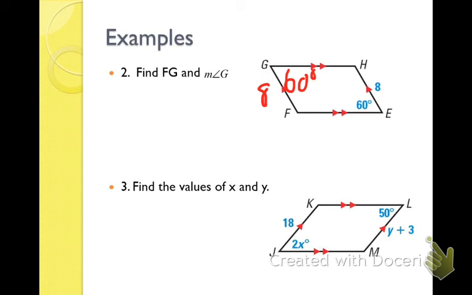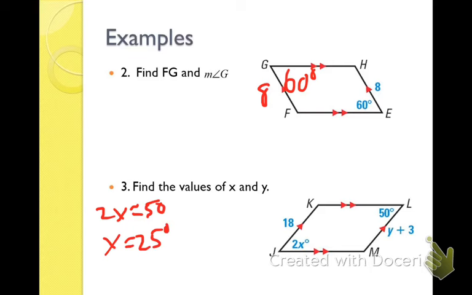Number 3, find the values of x and y. How would I solve for x? Gunner? It would be 25. How'd you get that? Because 25 times 2 is 50. Okay, yeah, so what he did was he knew that the opposite angles are congruent, so 2x equals 50, and then he divided by 2, x equals 25 degrees, okay?